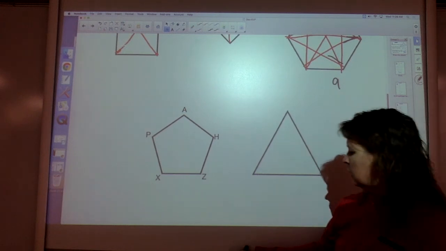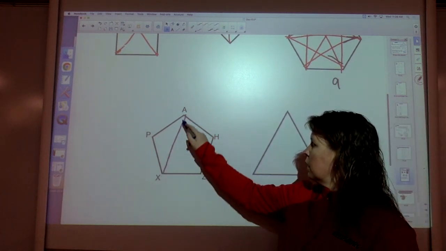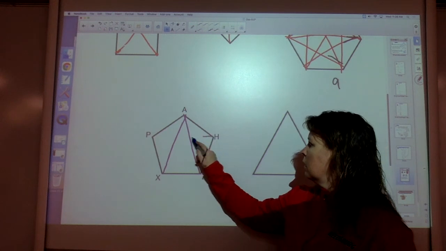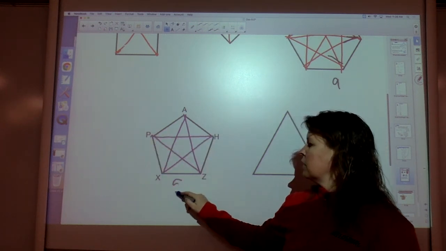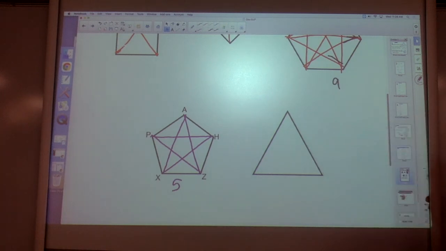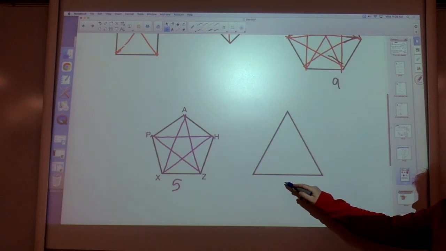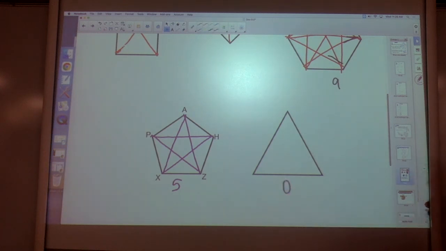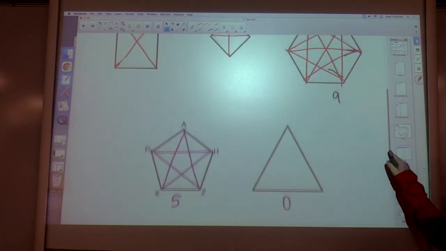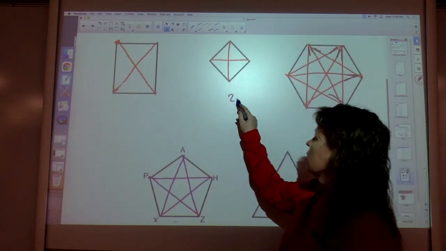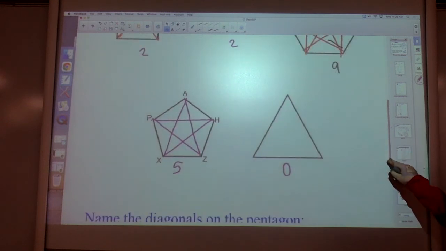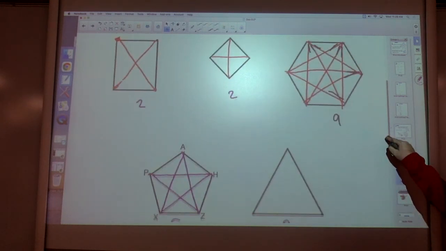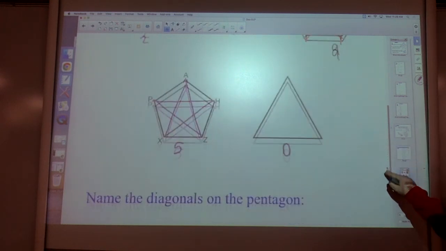In a pentagon, 1, 2, 3, 4, 5 diagonals in a pentagon. In a triangle, there are no diagonals in a triangle. So all quadrilaterals have 2, all hexagons have 9, all pentagons have 5, triangles don't have any.